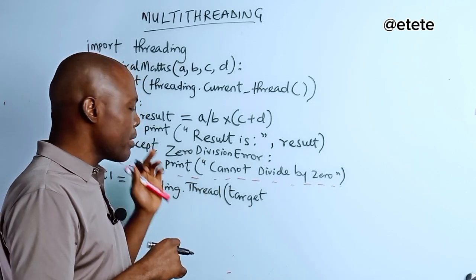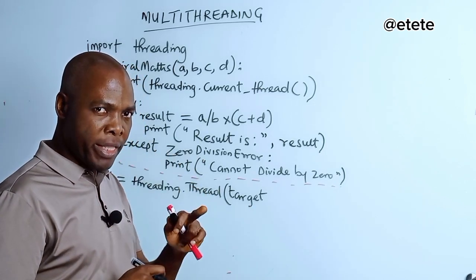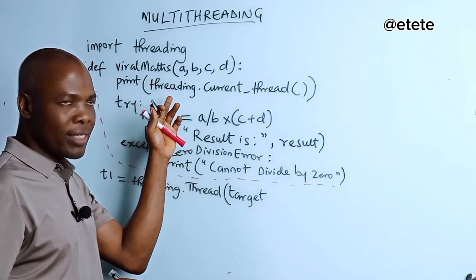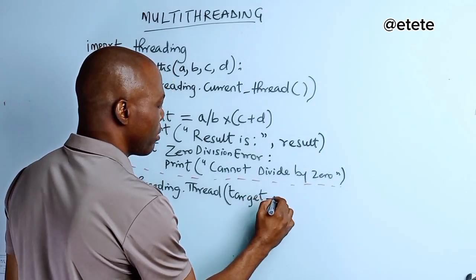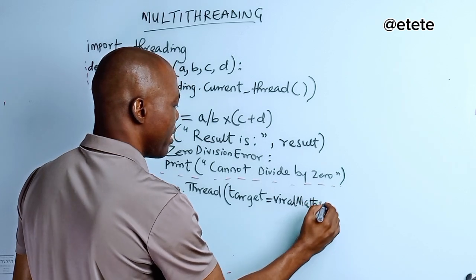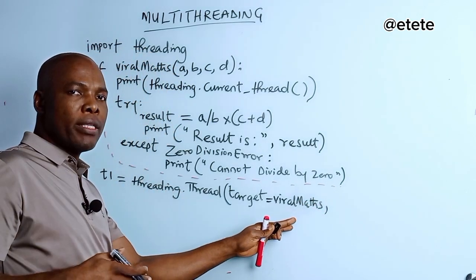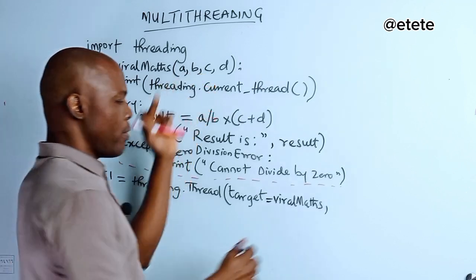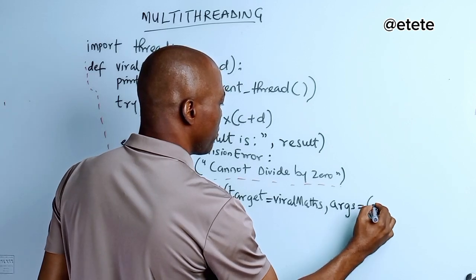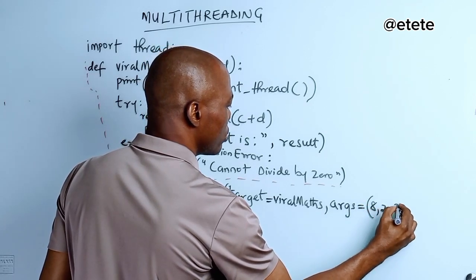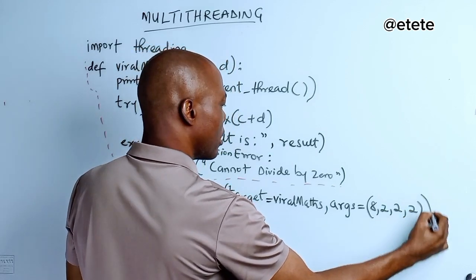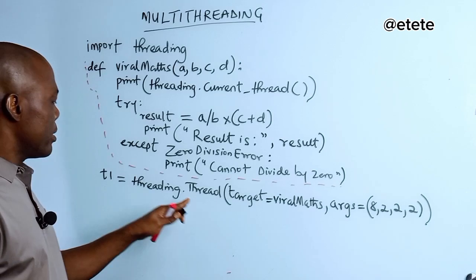This time, I am saying that the thread that I want to create is expected to carry out this action. So the target task is what? Viral math. So that is what I will supply here. And then what will be the argument that will be given to this function? So I will say args, and I will supply 8, 2, 2, 2. Now, this is my thread.